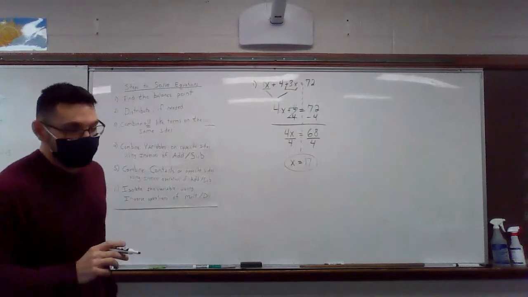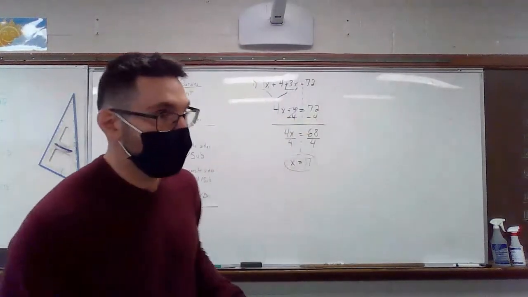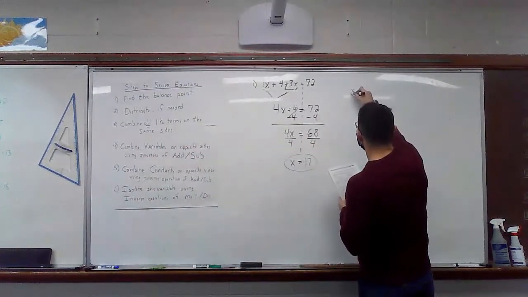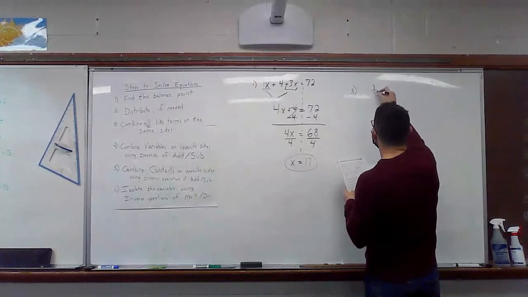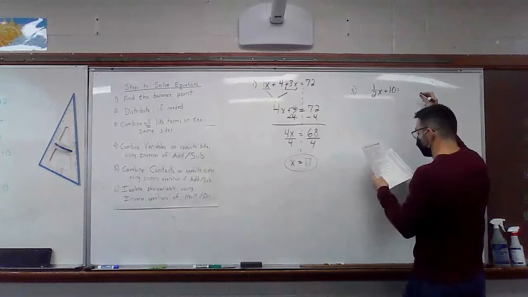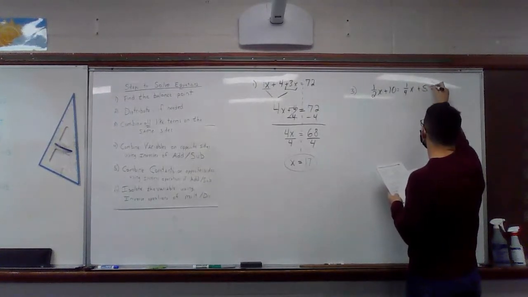Okay, questions on that one? Okay, we got one more to do. We've got 5 minutes left in class. Do not leave until we're done. So doing number 3. It is 1/2 x plus 10 equals 1/4 x plus 54.